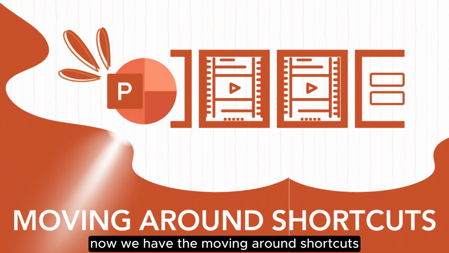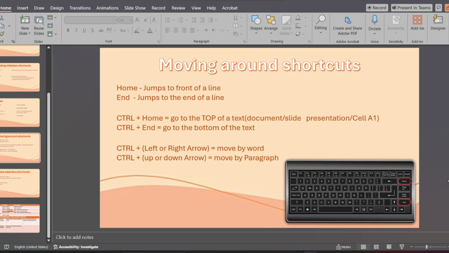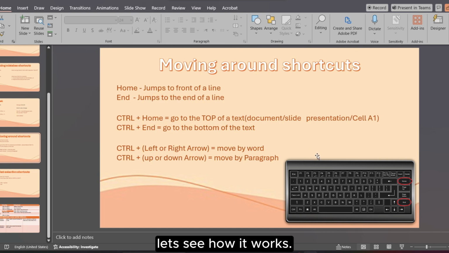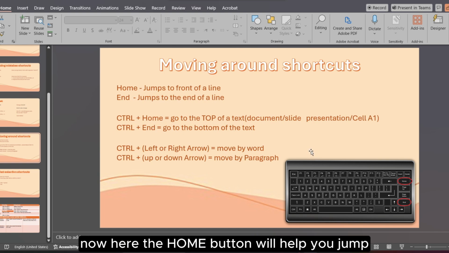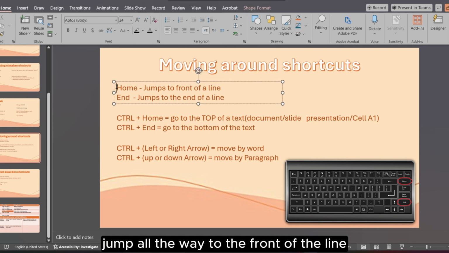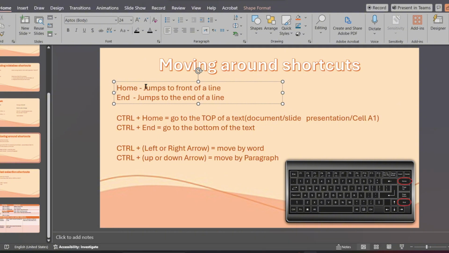Now we have the moving around shortcuts. They are shortcuts that navigate our line of text, which means the position of where you're typing next. Let's see how it works. Now here, the home button would help you jump all the way to the front of the line, while the end jumps all the way to the end of the line.